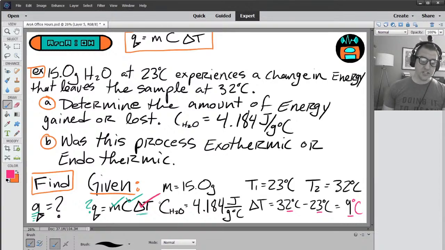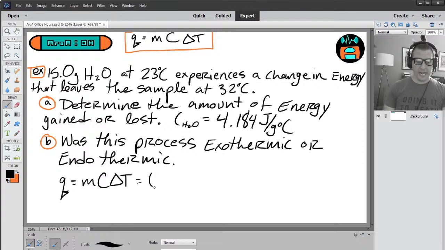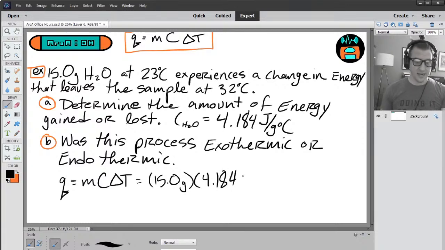Now that we know our change in temperature, we can plug them all into this equation and find our value for Q. So let's go ahead and do that now. Q equals MCΔT. Our mass is 15.0 grams. Our specific heat is 4.184 joules per gram degree C. And our change in temperature is 9 degrees Celsius.